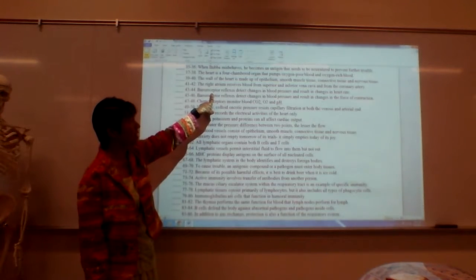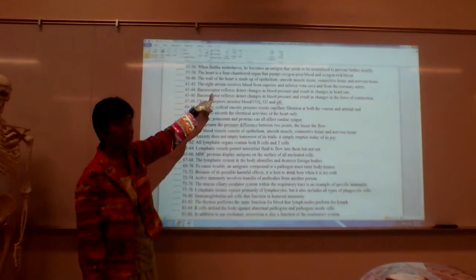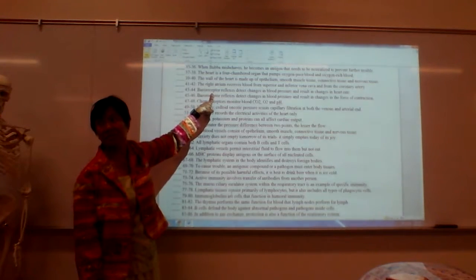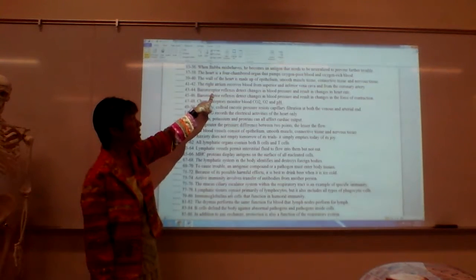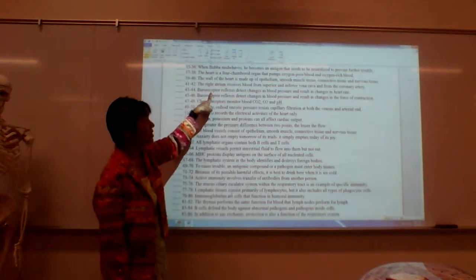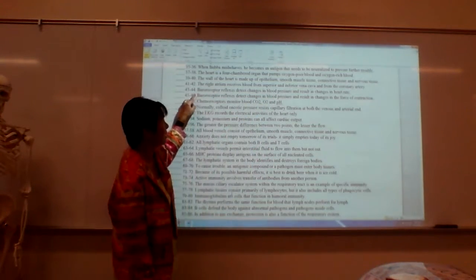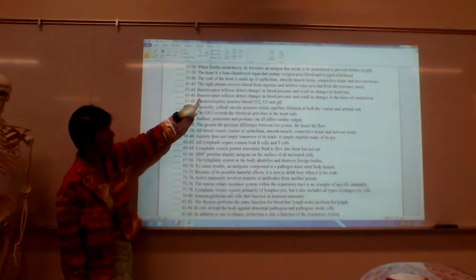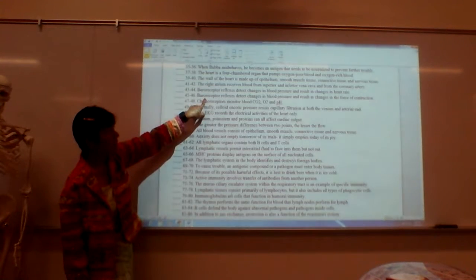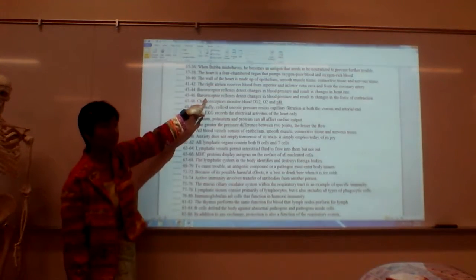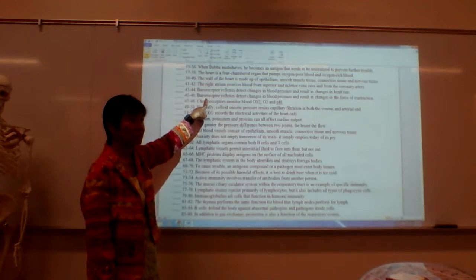Baroreceptors detect changes in the blood pressure and result in changes in heart rate. True or false? I'm just going to say true. It's true, right? And then here, that would be false if that was true: and the result is changes in the force of contraction. That's also true.